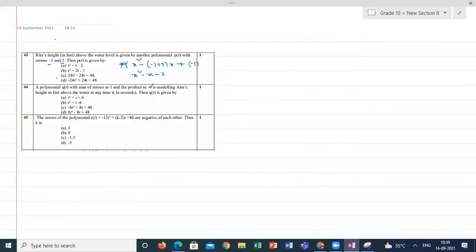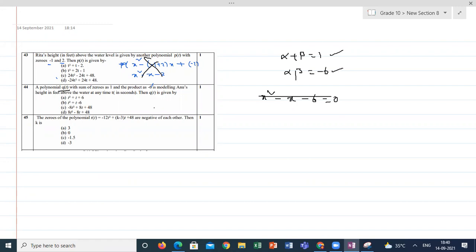Or you can frame the equation. You can multiply with any constant number which is giving the proper answer. So the polynomial q of t with the sum of the zeros as 1, so alpha plus beta is equal to 1, and the product of the zeros is minus 6. So x square minus x minus 6 is equal to 0 is an equation. Anu's height in feet above the water at any time in seconds is given by. So which equation satisfies 1, 6?